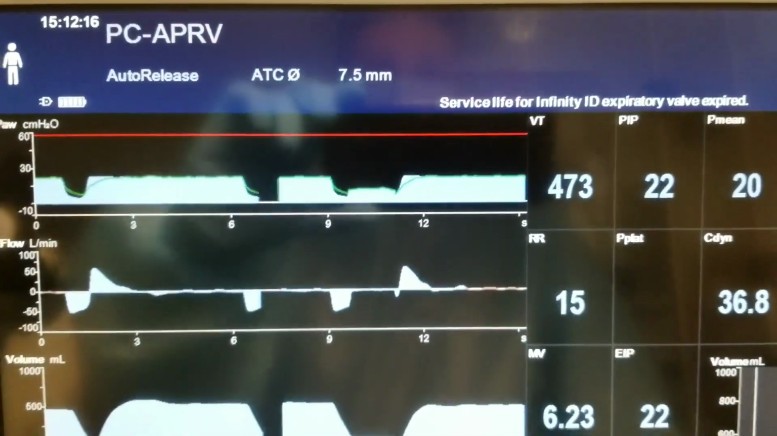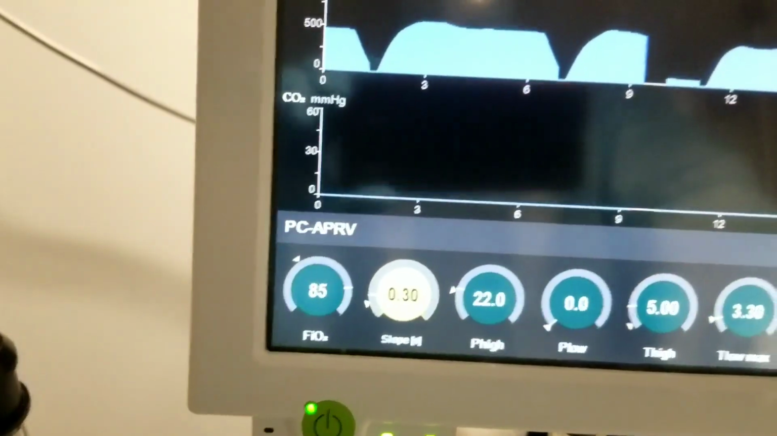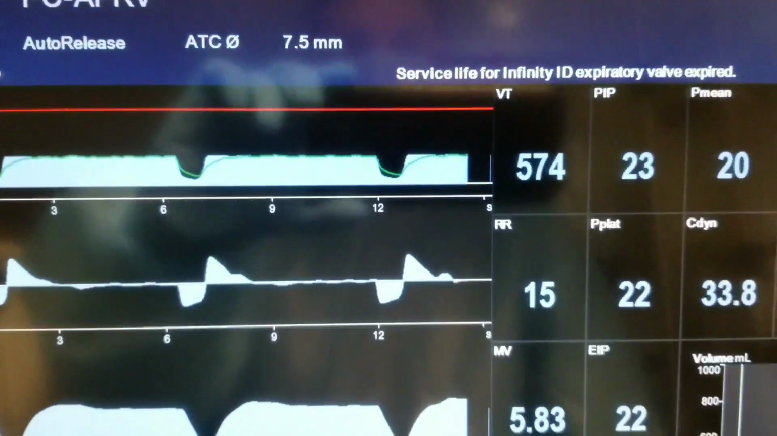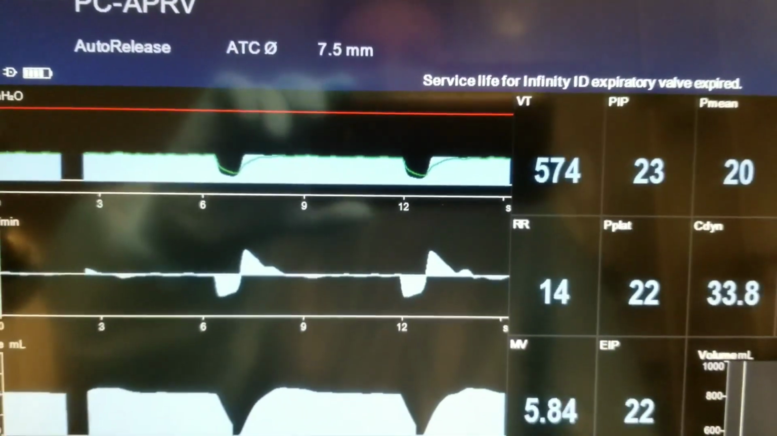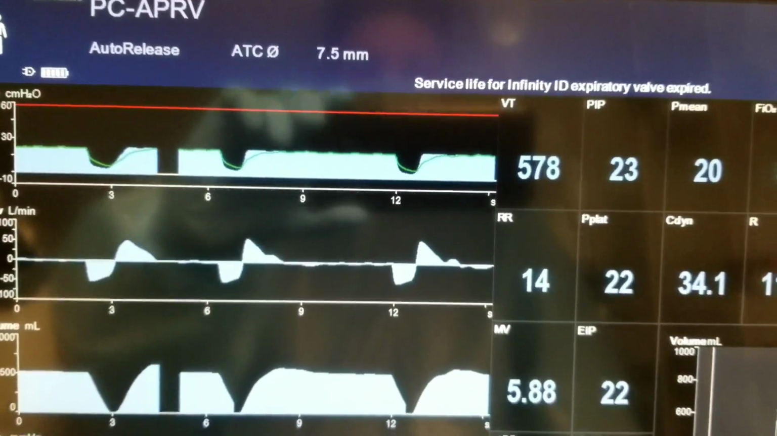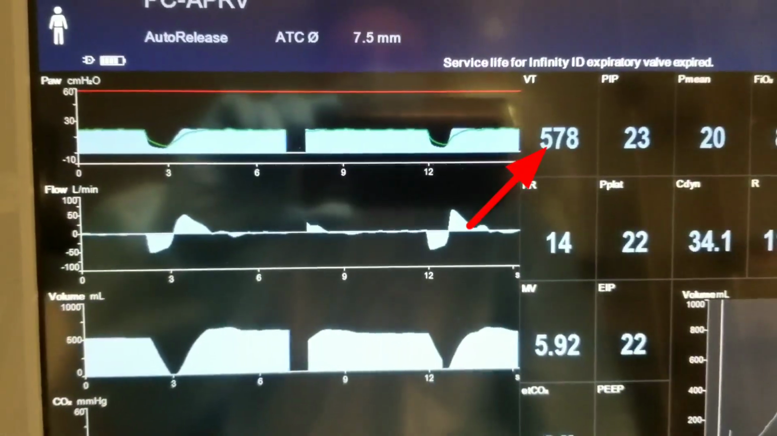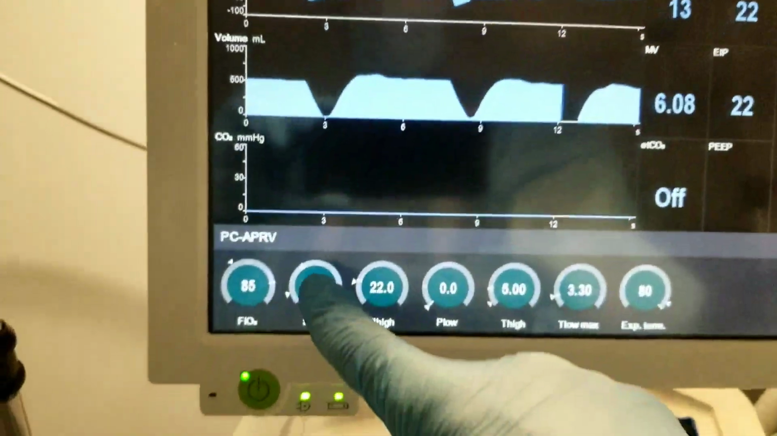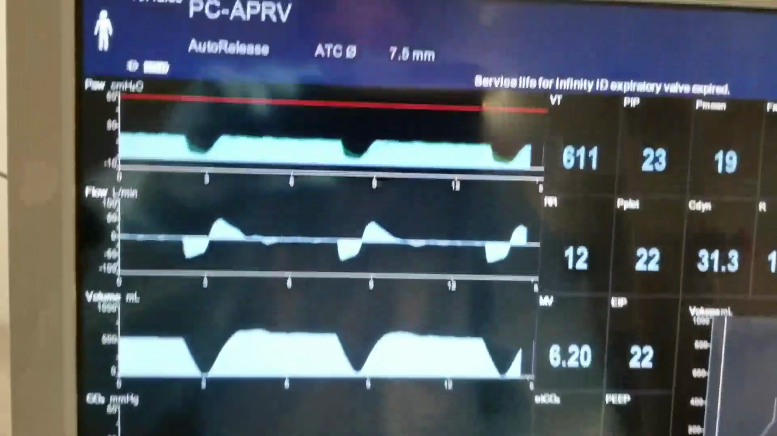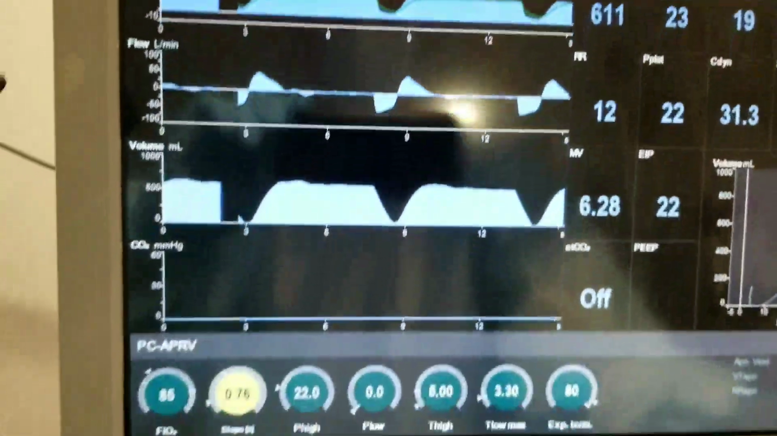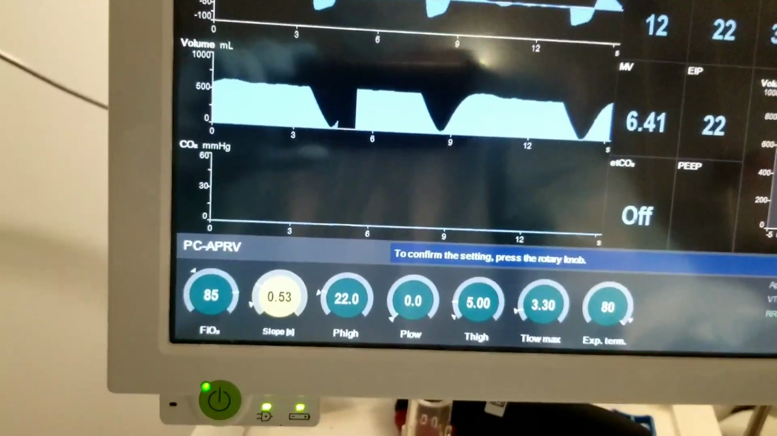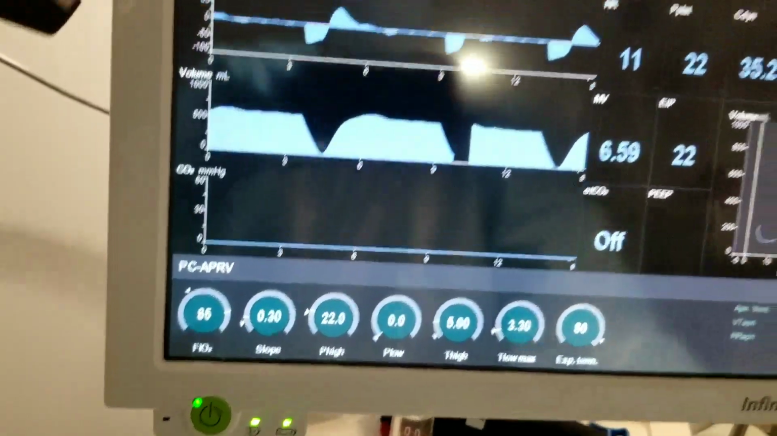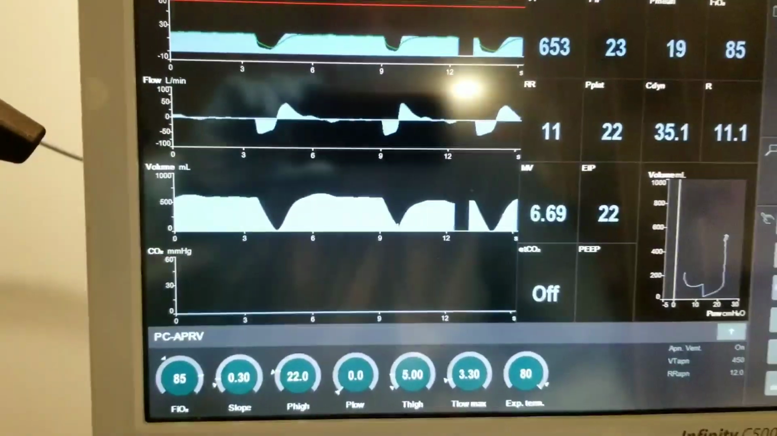473 for tidal volume. With the Draeger, if you increase the slope, you will often get a larger tidal volume. Just let it go down for a couple. 635. So the slope has a significant effect on tidal volume. We'll bring that back to 0.3. You've got to watch out as you increase the slope. You'll get better tidal volumes, but you'll also sometimes lower the mean pressure a little bit.